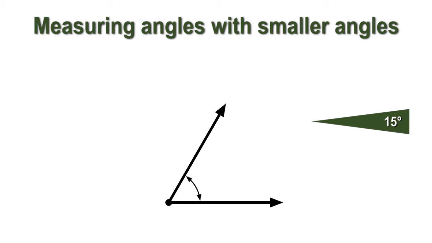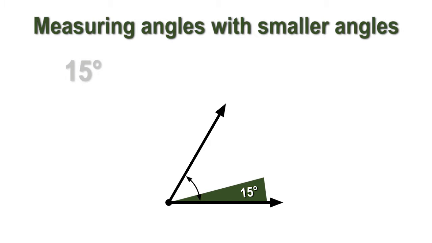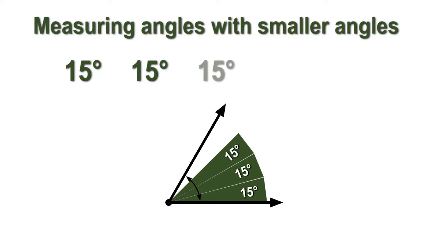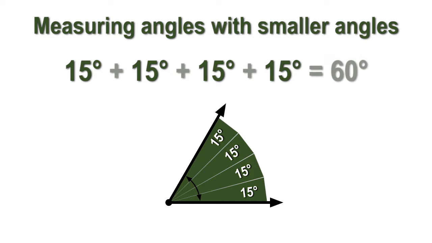For example, let's use a 15-degree angle to measure the angle. It will take 1, 2, 3, and 4 of the 15-degree angle measures to make the angle. The angle measures 60 degrees. This lays the foundation for understanding the purpose of degrees.